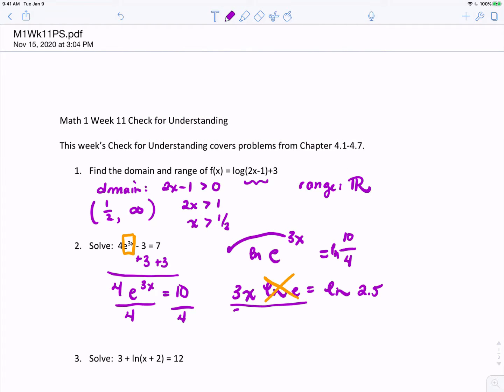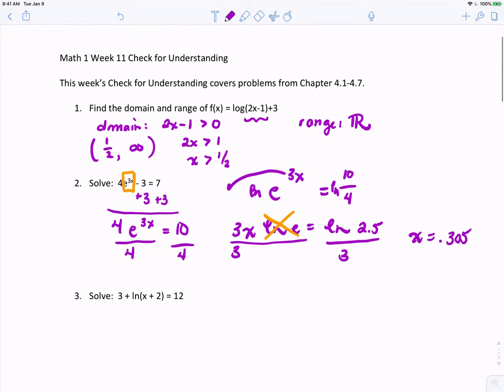To solve for x, we simply have to divide by 3. And so x is equal to the natural log of 2.5 divided by 3, and that gives us a value of about 0.305 if I round off to 3 decimal places.